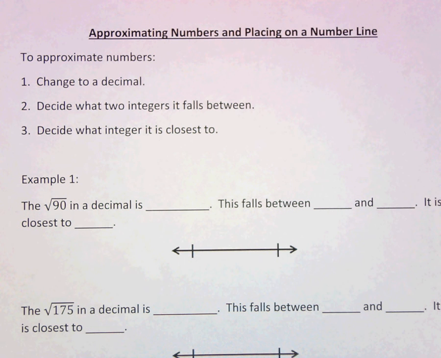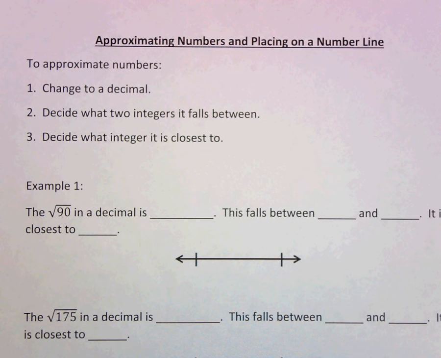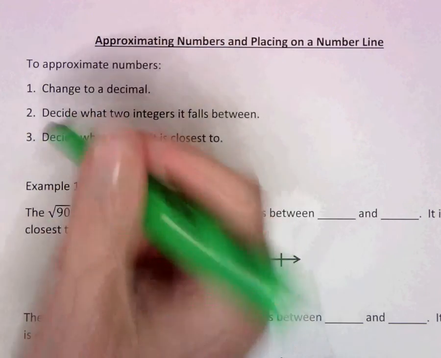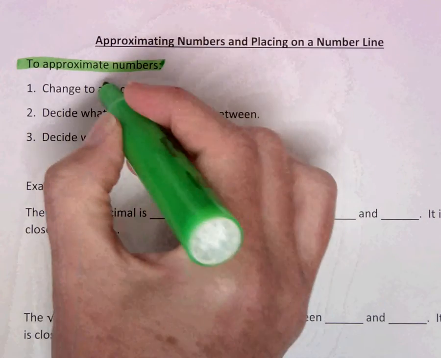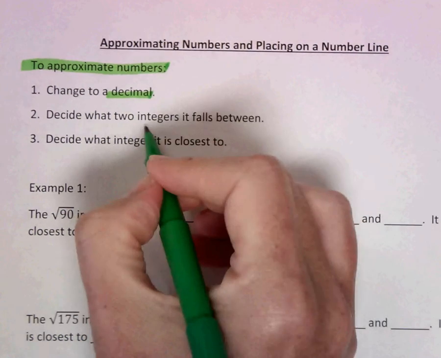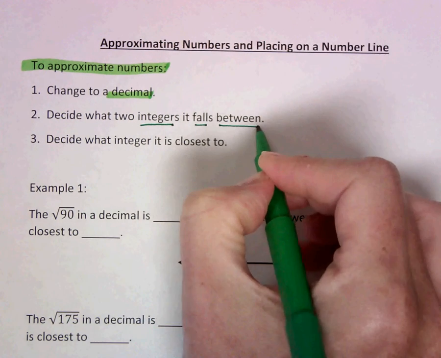Okay, in this lesson, we're going to look at approximating numbers and placing them on the number line. So we're going to start working a little bit more with number lines, thinking about where the numbers fall, okay? In order to do this, we're still going to keep doing that step of changing the numbers to a decimal. Super, super important. And then once we change it to a decimal, we're going to decide what two integers the number falls between, okay?